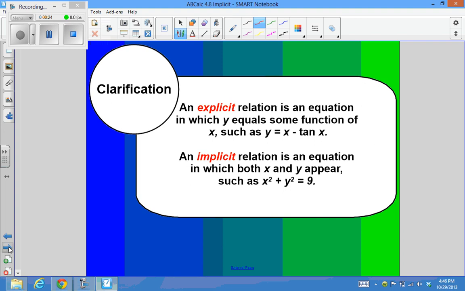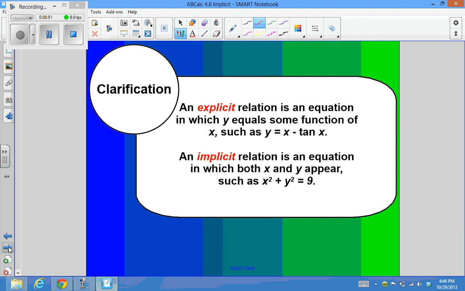see the difference. An explicit relation is an equation in which y equals some function of x, such as y equals x minus tan x. Your y is on a side by itself. I can take the derivative dy dx over here and take the derivative on the right hand side without any problem. 1 minus secant squared x. Done. All there is to it.